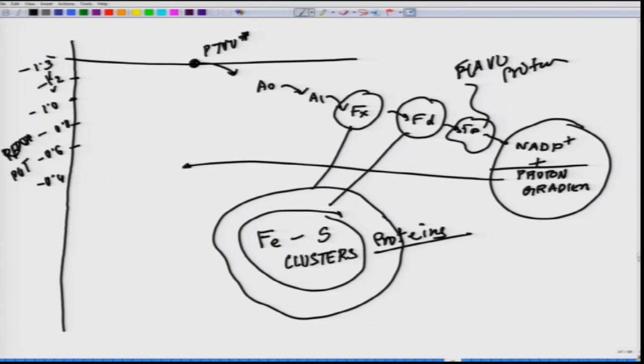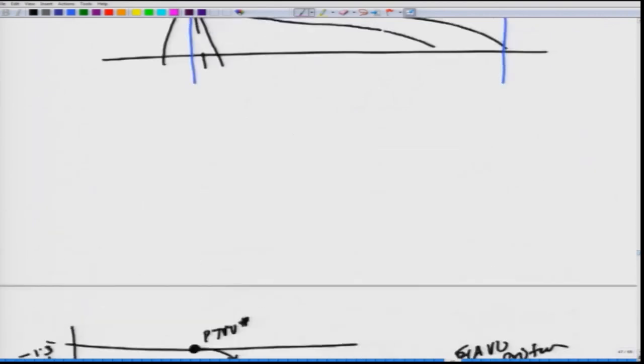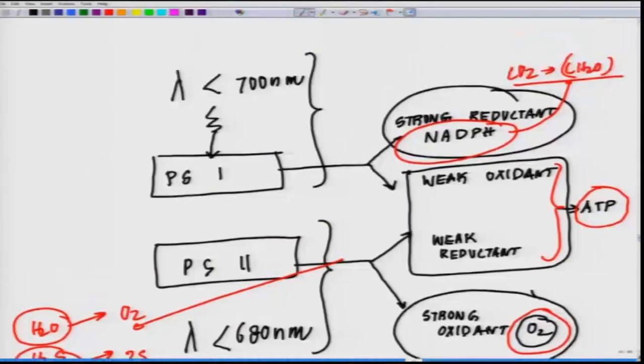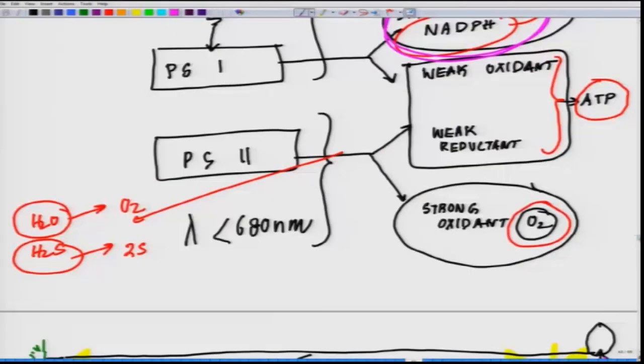So, there are three locations of proton gradient out here: one gradient, and if I go back, the second spot, and the third spot where you have a proton gradient. So, these are the three spots where proton gradient is being created. And photosystem 1 generates NADPH by forming reduced ferredoxin, which is a powerful reductant. So, that brings us to this concept: a very powerful reductant which is formed here, and a strong oxidant which is coming from photosystem 2.